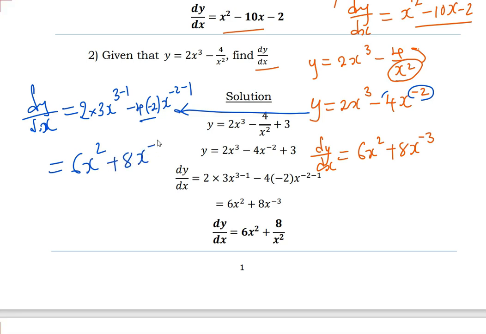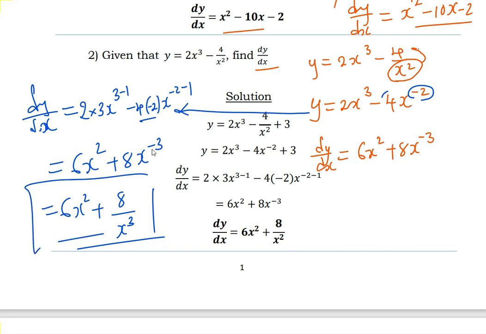8x power minus 3, of which our final answer, we can write it like this, 8 over x power 3. The laws of indices: this x, since it has a negative power, will go down so that it can have a positive power. So it's the same right here. 6x power 2 plus 8 over x power 3. So that's it. Let's go to the next one.